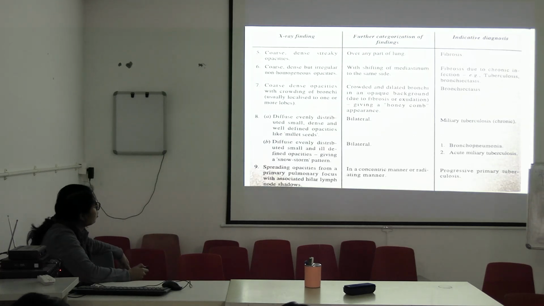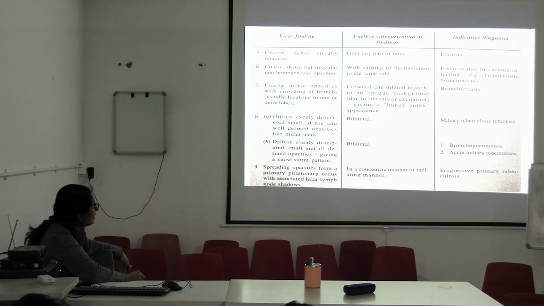Then what will you get in fibrosis? Fibrosis you can get in TB patients. You can see these X-rays in the medicine department. In adult patients, you can get fibrosis over any part of the lung. How do you describe fibrosis? Coarse, dense, streaky opacities. Okay.